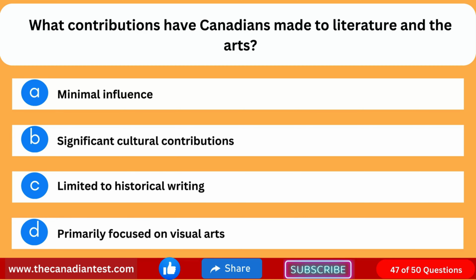What contributions have Canadians made to literature and the arts? Option A, minimal influence. Option B, significant cultural contributions. Option C, limited to historical writing. Option D, primarily focused on visual arts.